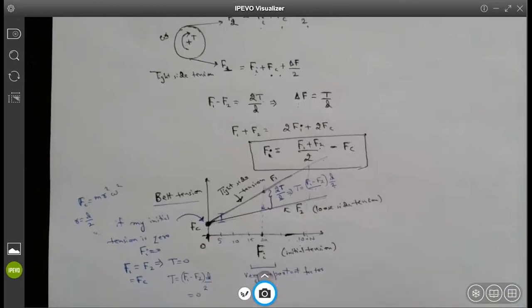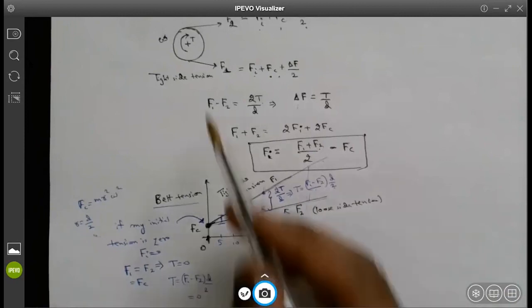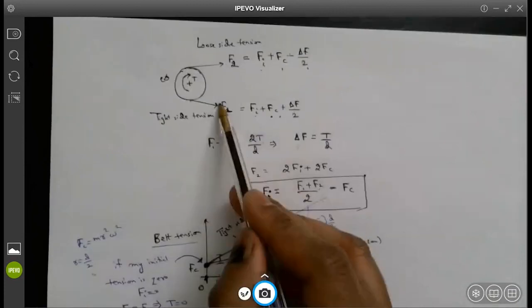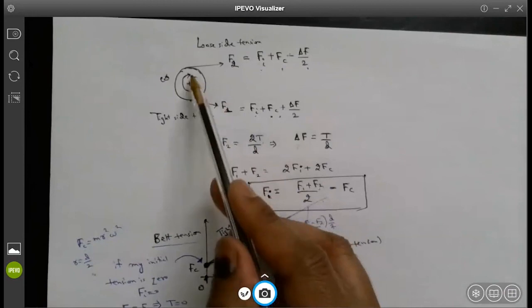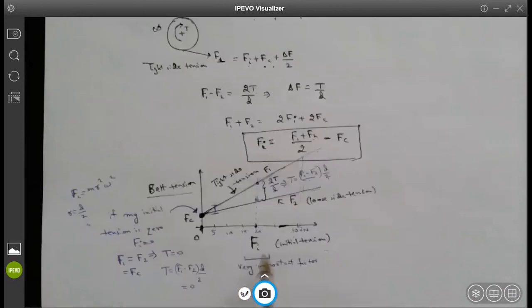This is a very, very important summary of understanding how belt drives work. They work basically because of this initial tension. If the initial tension is 0, no torque gets transmitted. F1 and F2 will both be the same, and if both tensions are the same, there cannot be any torque transmitted. So initial tension is the key here.